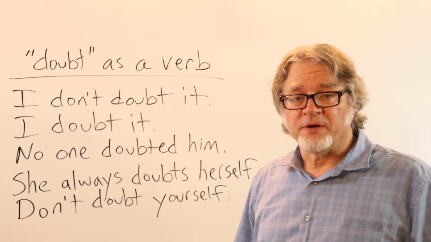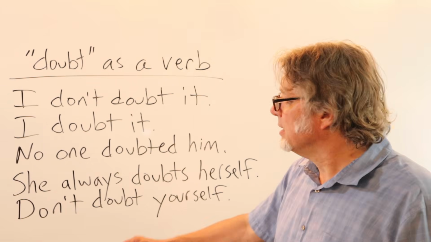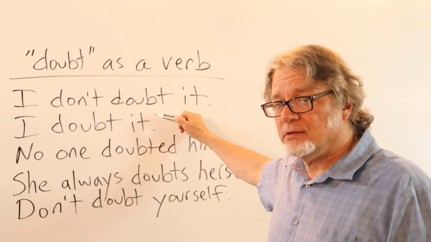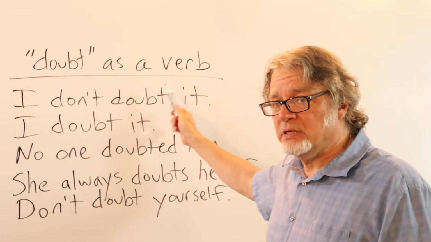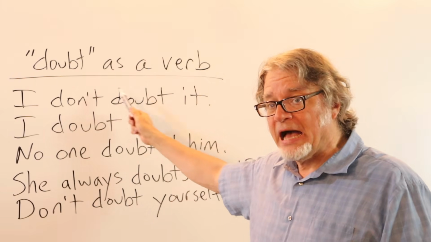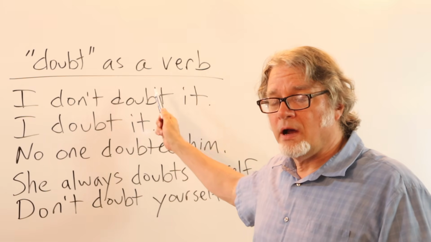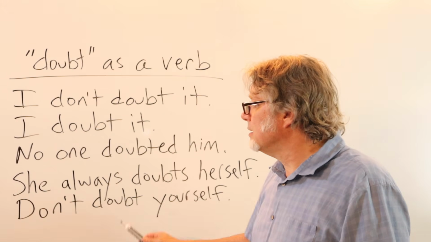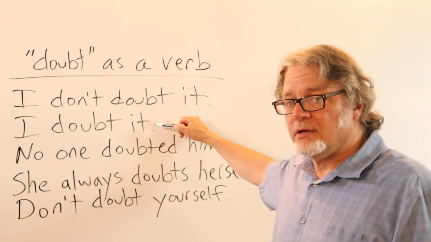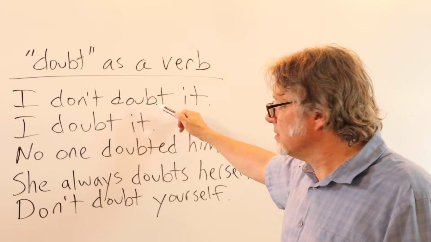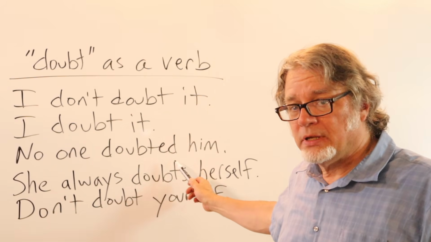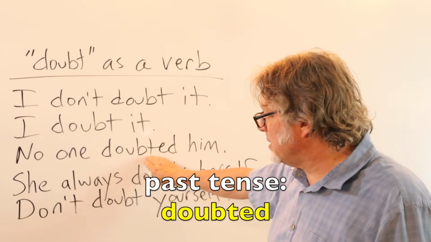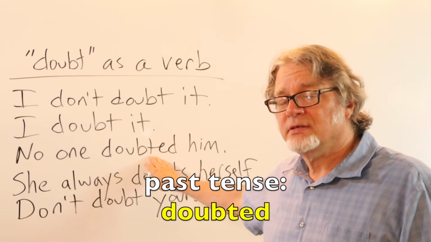Here are some examples of doubt as a verb. I don't doubt it, or I doubt it. This is often used to indicate a person's level of confidence or optimism or certainty about a situation. I don't doubt it. I doubt it. No one doubted him. This means that everyone believed in him. Notice that this is in the past tense. Doubted.